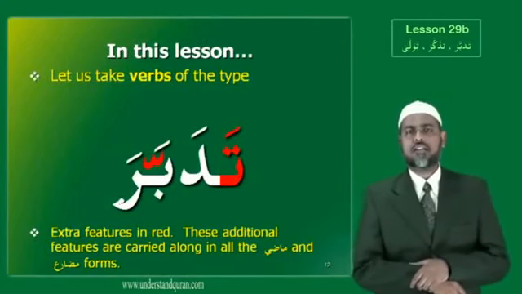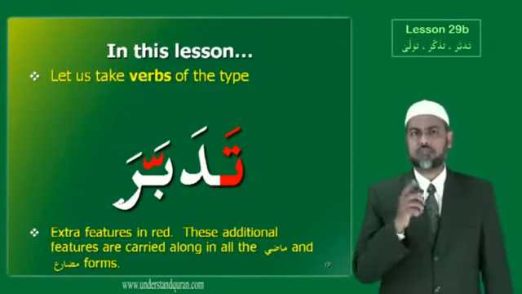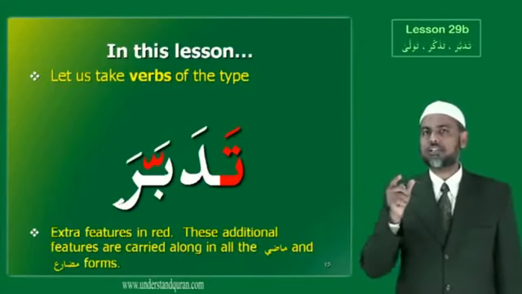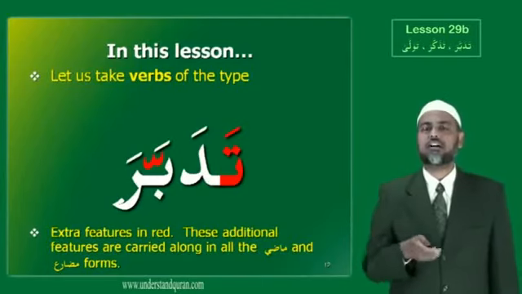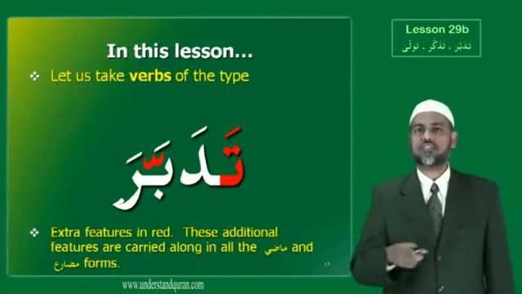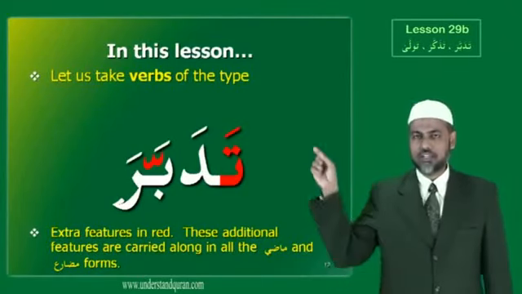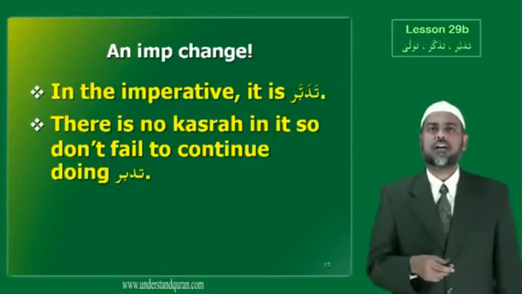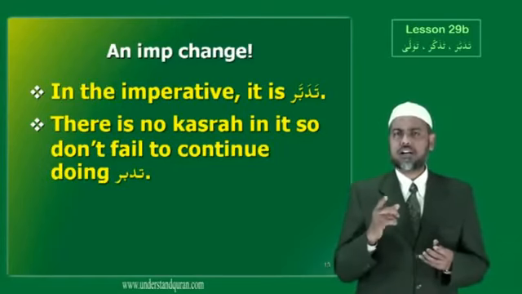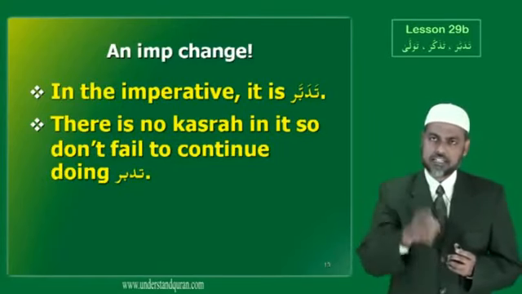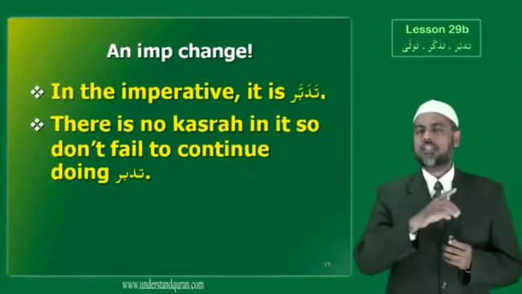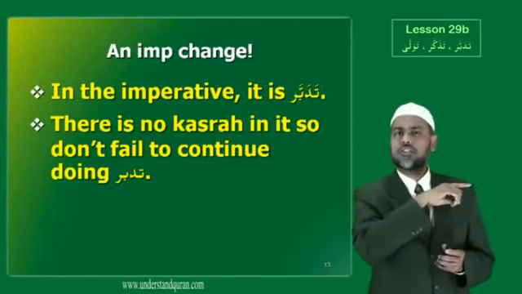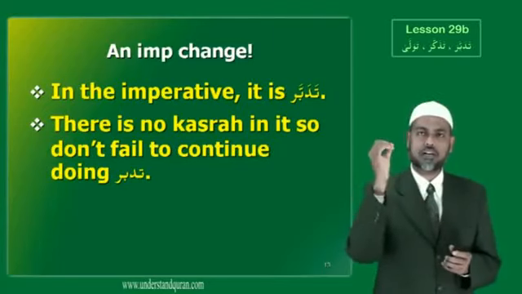In this lesson, let us take verbs of the type tadabbara. You can see in this verb, ta and tashdid are extra, and these 2 additional features are carried all along in fi'l madi, fi'l mudari, amr, nahi, and so on. An important change in tadabbara is, in imperative it is tadabbar. There is no kasra in tadabbar and la tatadabbar and tadabbur.